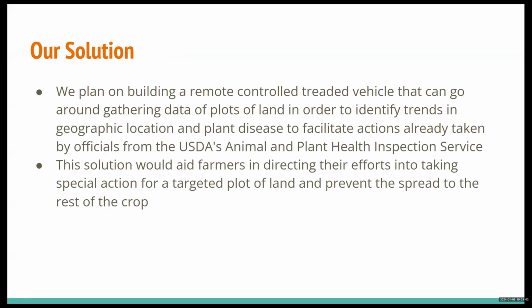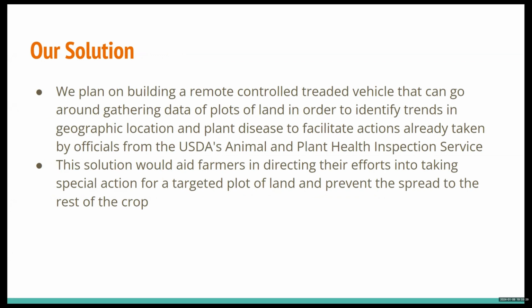Our solution is that we plan on building a remote controlled shredded vehicle that can go around in any terrain, ideally farms, mountains, and it goes around gathering data of plots of land in order to identify trends in geographic locations and plant diseases. Our hope is that this facilitates actions already taken by officials from the USDA's Animal and Plant Health Inspection Service and eventually becomes more efficient than it.